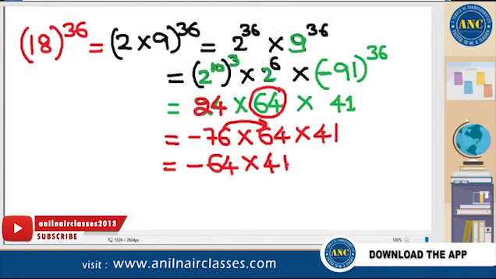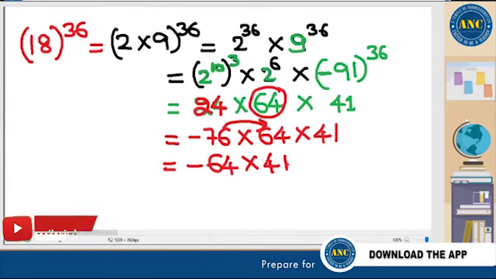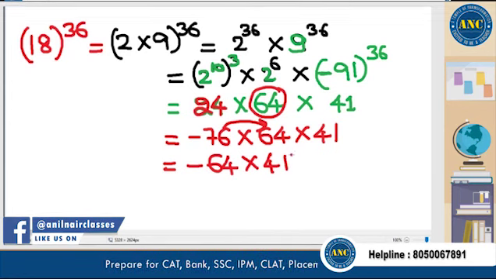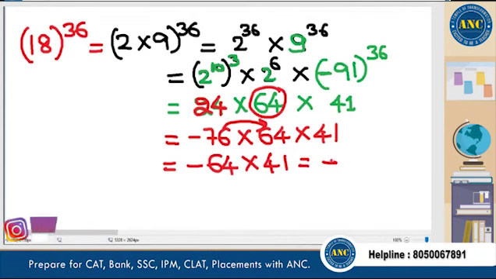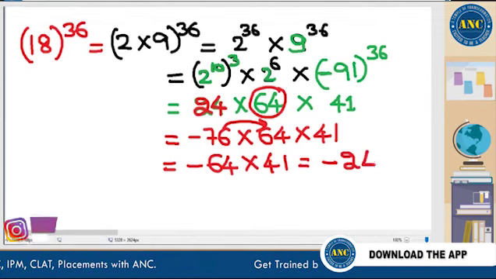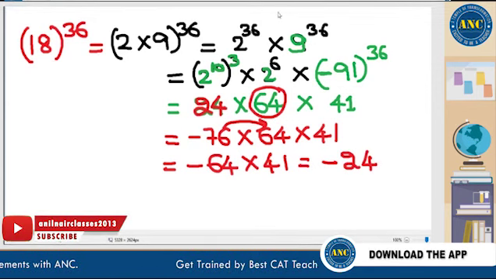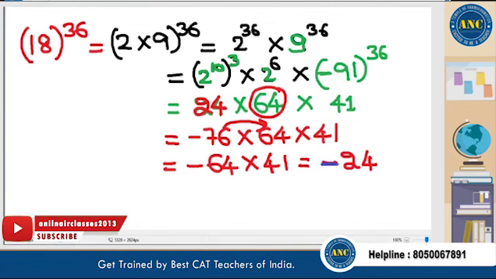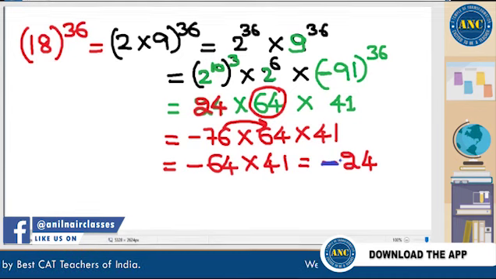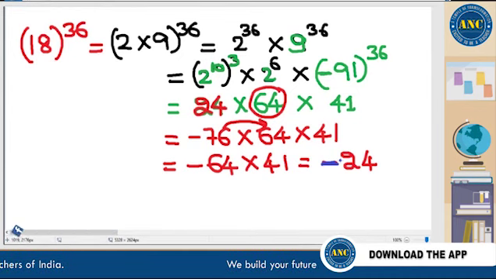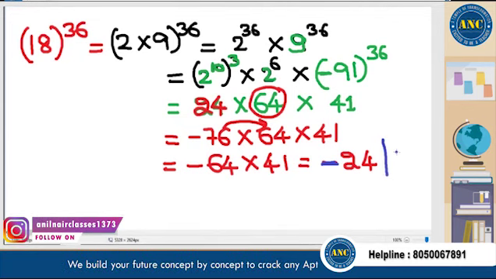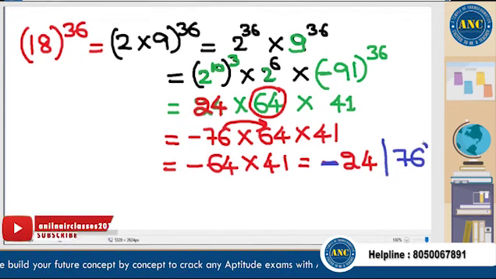Now the only extra step in this methodology is you should keep that minus as it is, multiply 64 and 41. If I keep minus as it is and multiply 64 and 41, I will get last two digits as 24. But I got a negative remainder. Whenever I have a negative remainder, add it with the denominator, and the denominator in the last two digits concept is always 100. Add this minus 24 with 100. What is 100 minus 24? 76.